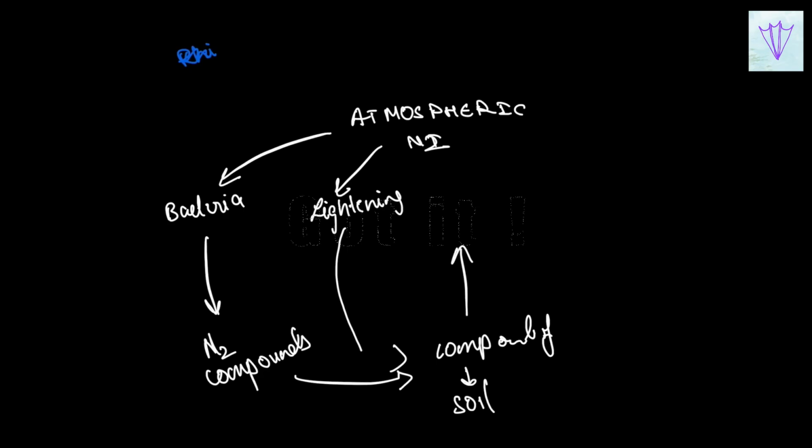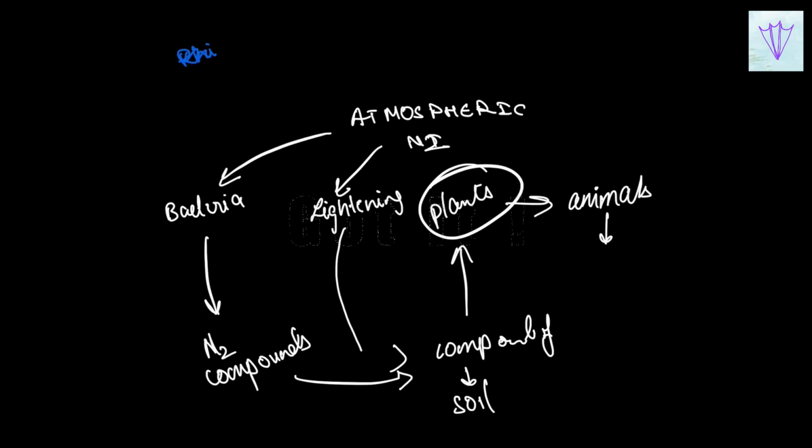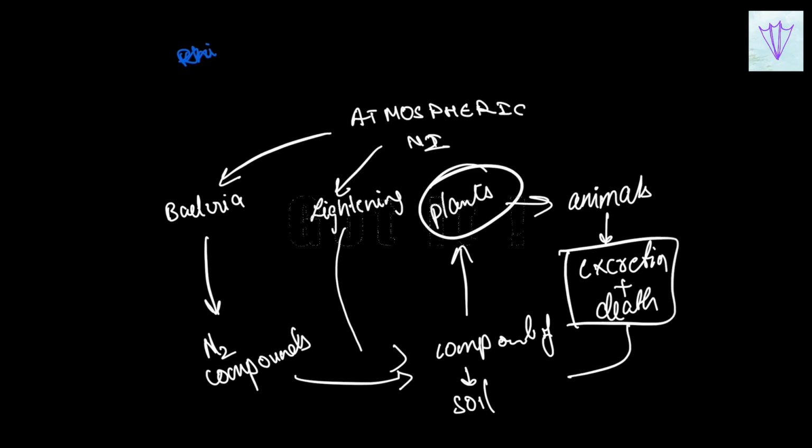When they are in the soil, the uptake is taken by the plants, and these plants are consumed by animals. And again, the nitrogenous waste from excretion, or after their death, will replenish the soil.